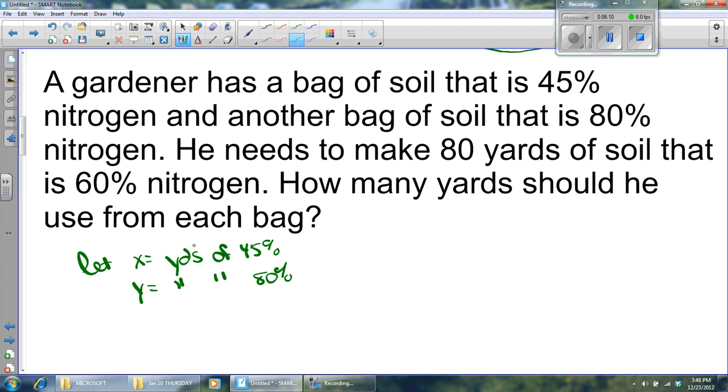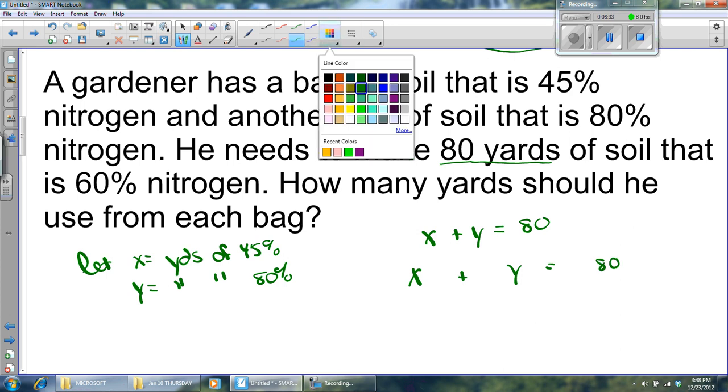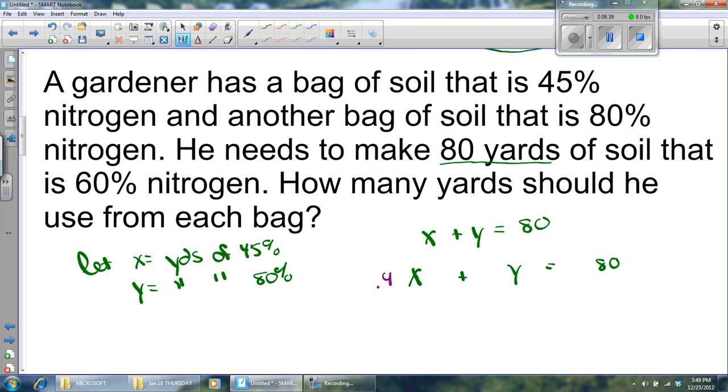Well, now I can write my first equation. I'm going to add x and y together, and that's got to equal 80. The yards from the one bag plus the yards from the other bag has to equal the total yards. Okay? And now I just do my percentages. I'm going to have the x plus y, that's going to equal the 80, but I'm going to multiply. The first one is 45%, so I use 0.45 as my decimal. The next one's 0.80, and the result needs to be 0.60, and I'll multiply.